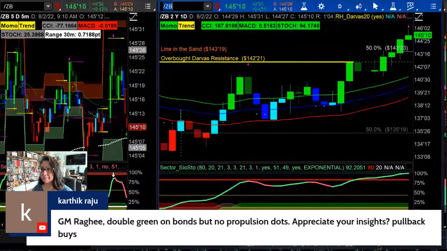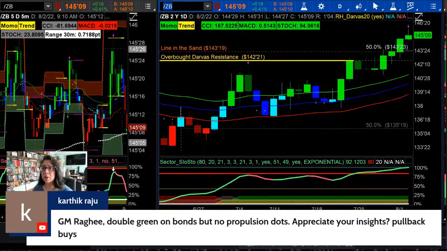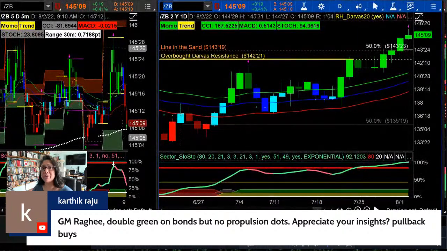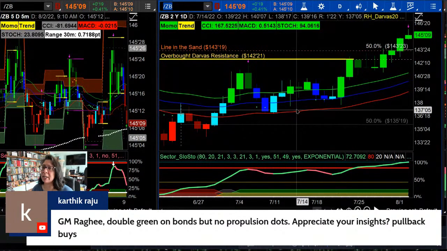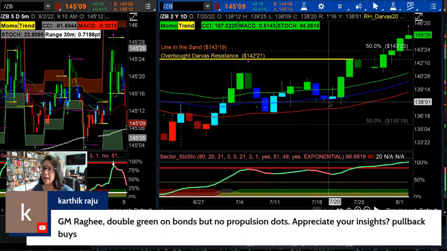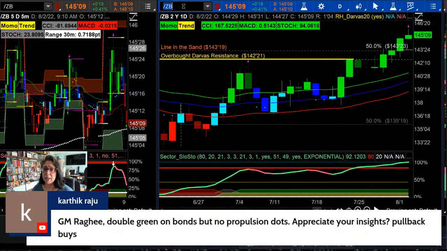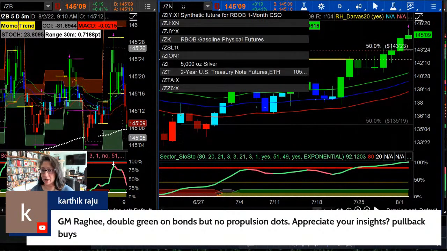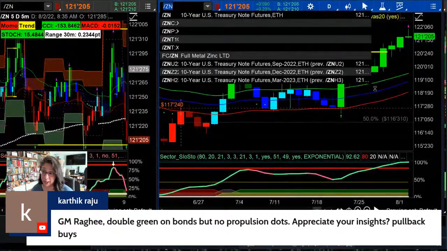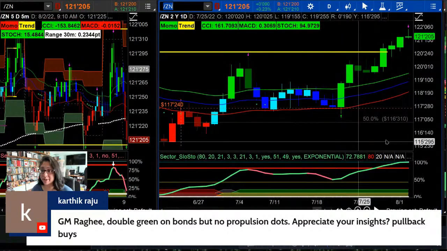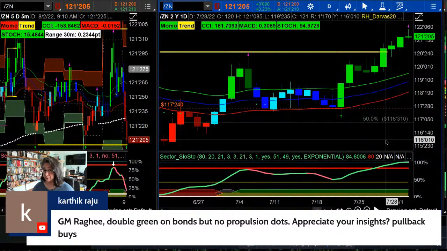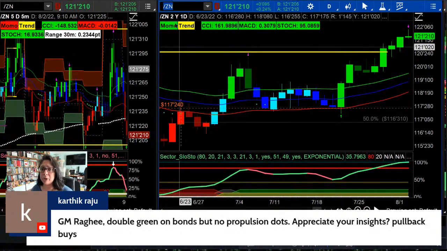Bonds are, let's see here. Bonds are trying to go. Let's see if we can make sure we can see this chart all together. There we go. Karthik, yeah, bonds are green. Well, when you say double green, I don't have double green on ZB, and I don't have double green on ZN. Let's double check. These things can change quickly on the daily. All it takes is that 8, 13, 21, and 34 to align properly. I don't have double green, Karthik.